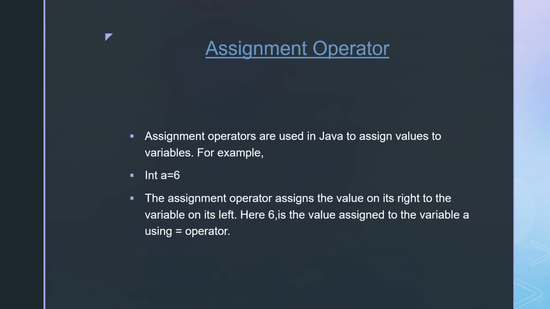Next is the assignment operator. The assignment operator is very similar to the equal to sign that we use in simple mathematics. But in Java, this equal to sign is called the assignment operator, meaning it is giving some value. It assigns the value to the variable on its left side. Here, if I write int a is equal to 6, then 6 is the value that I am giving to the variable a using the equal to operator. That is the assignment operator.